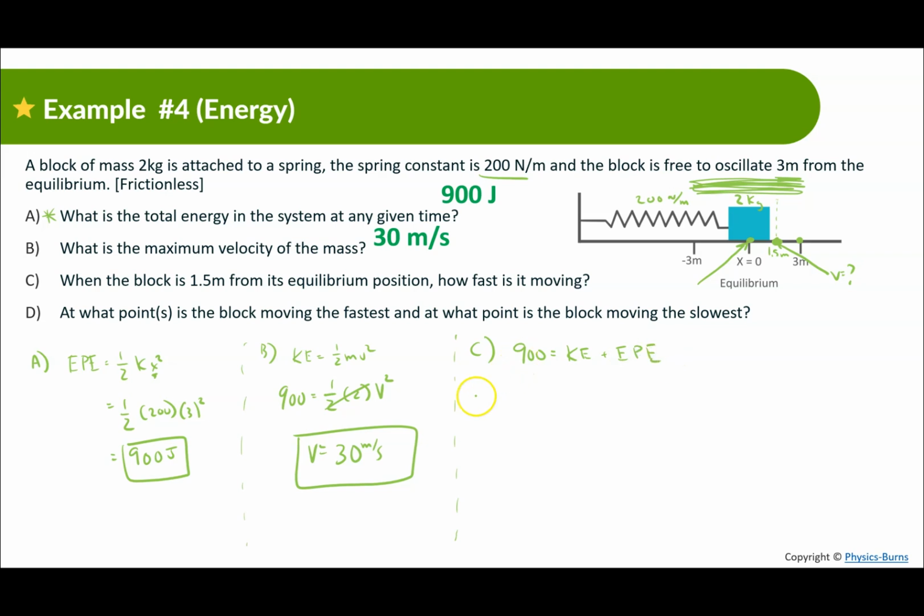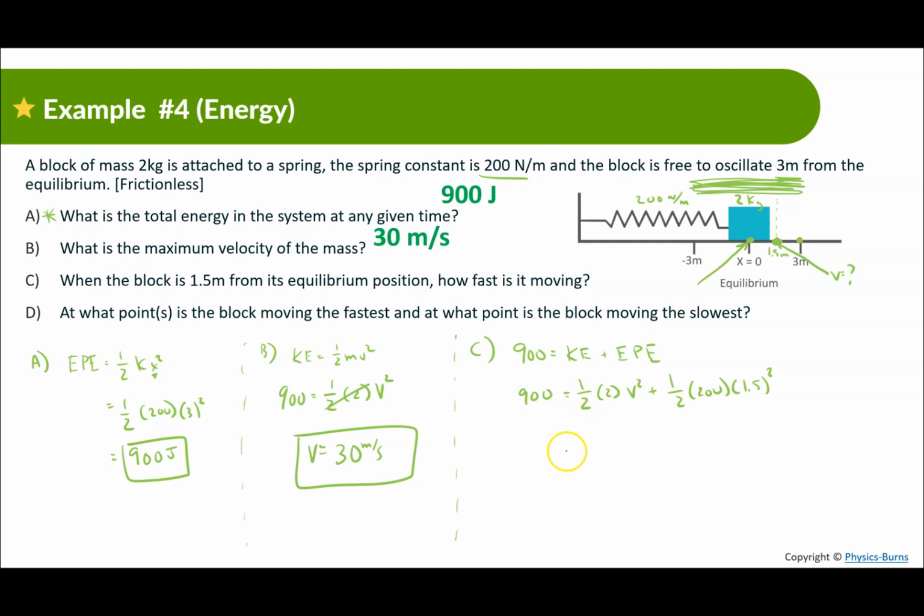So let's fill in what we know. We know the total energy it has all the time while it's oscillating back and forth is 900. We want to know how fast it's going at that point. So 1/2, mass is 2. We don't know how fast it's going, that's what we're looking for. For the elastic potential energy, 1/2 K, we know that's 200, and we know it's 1.5 meters from the equilibrium. So I'm going to do 1.5 squared.